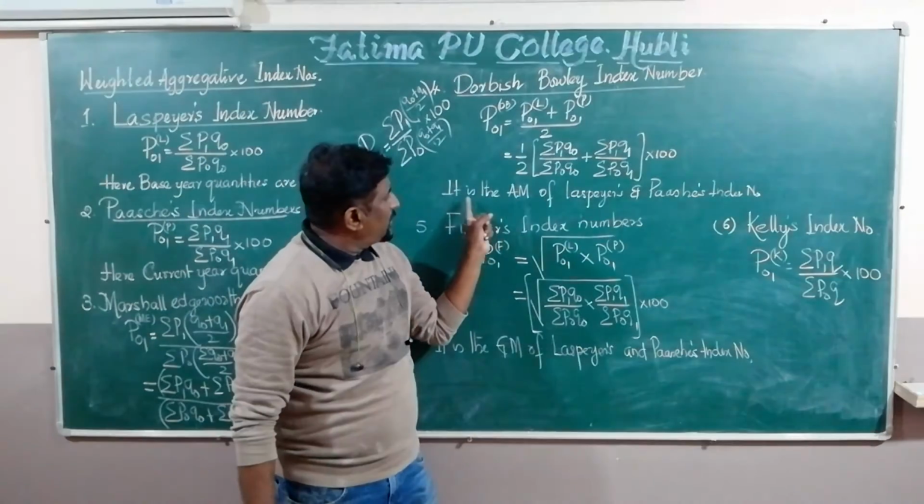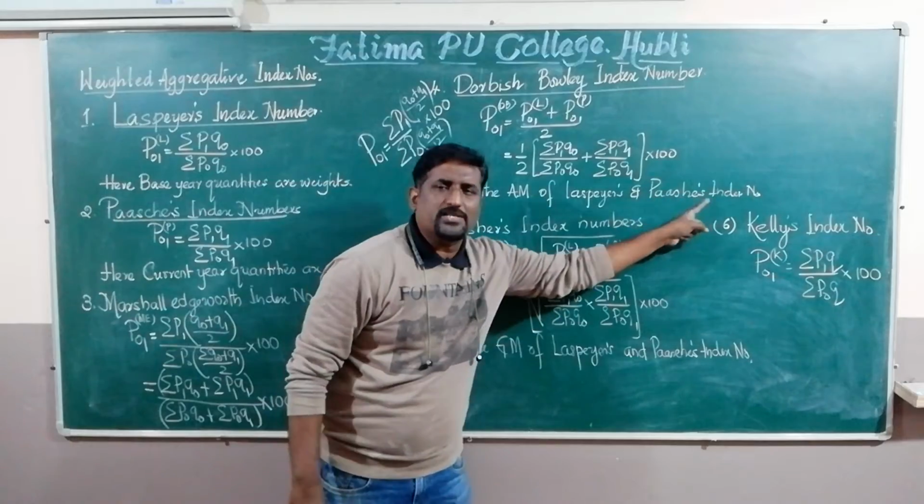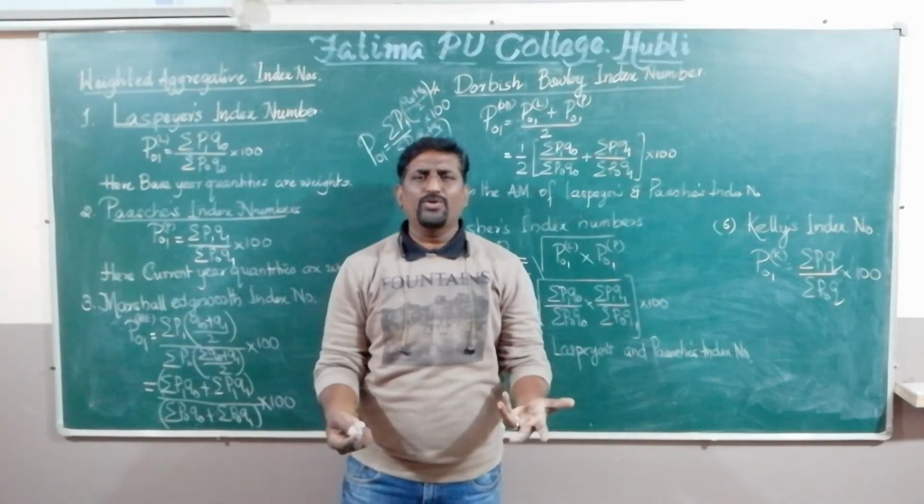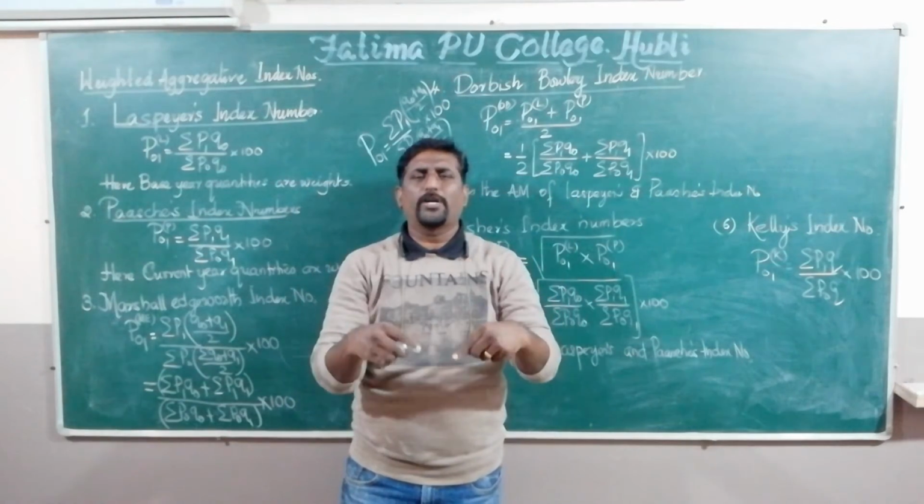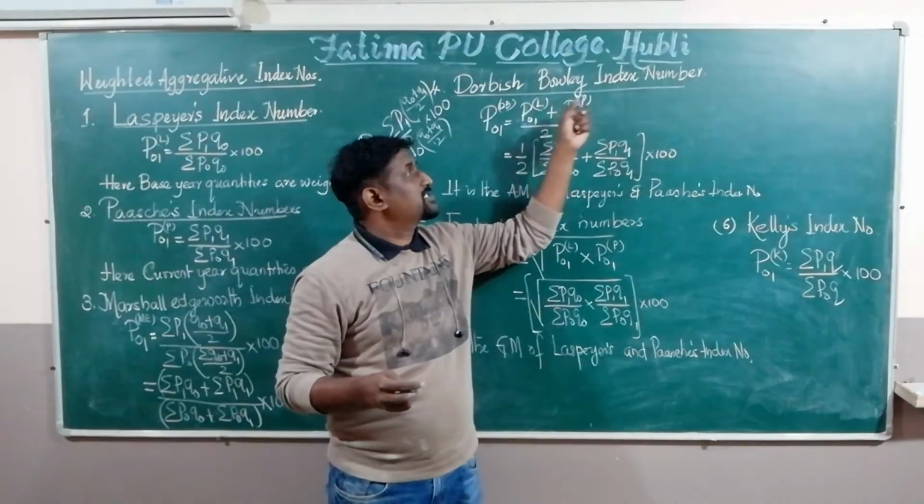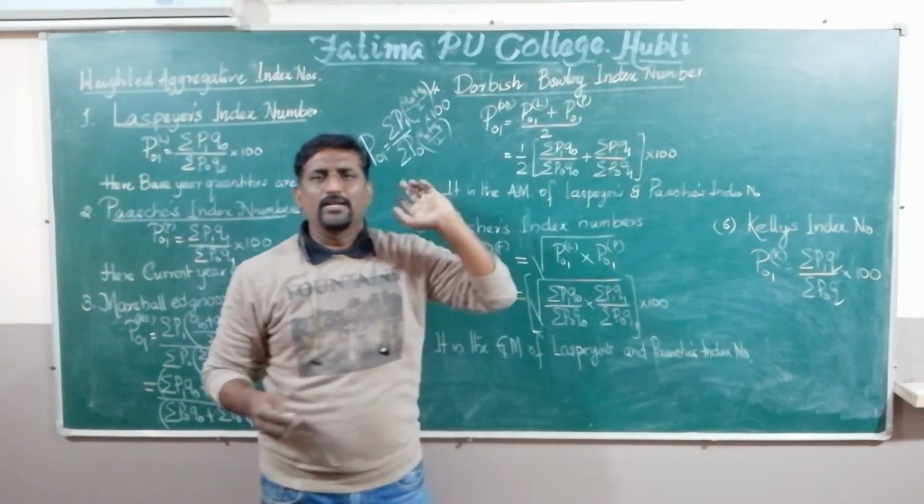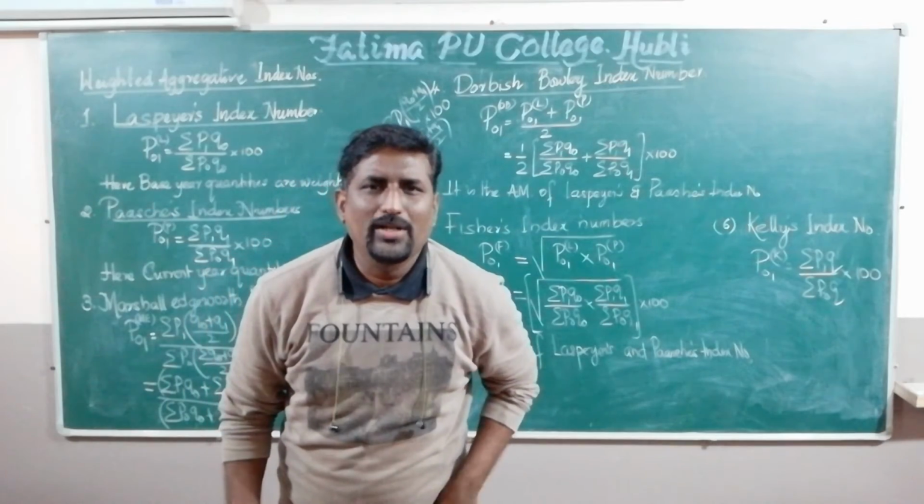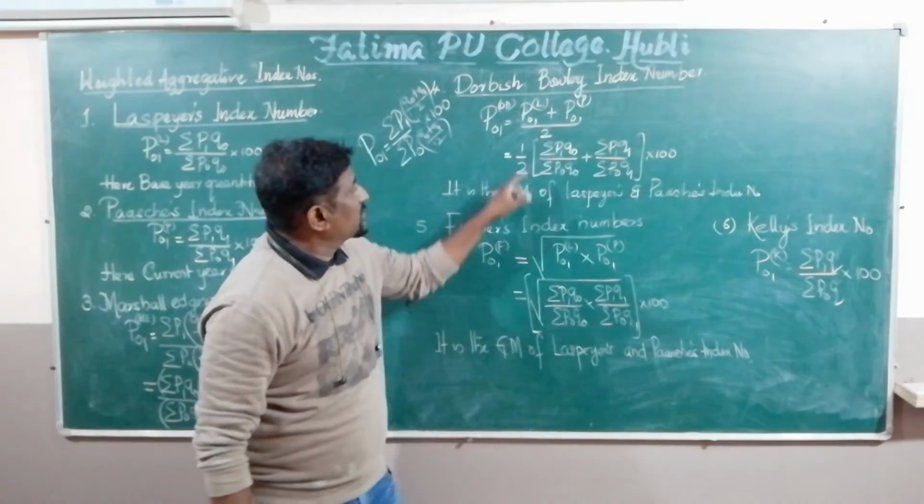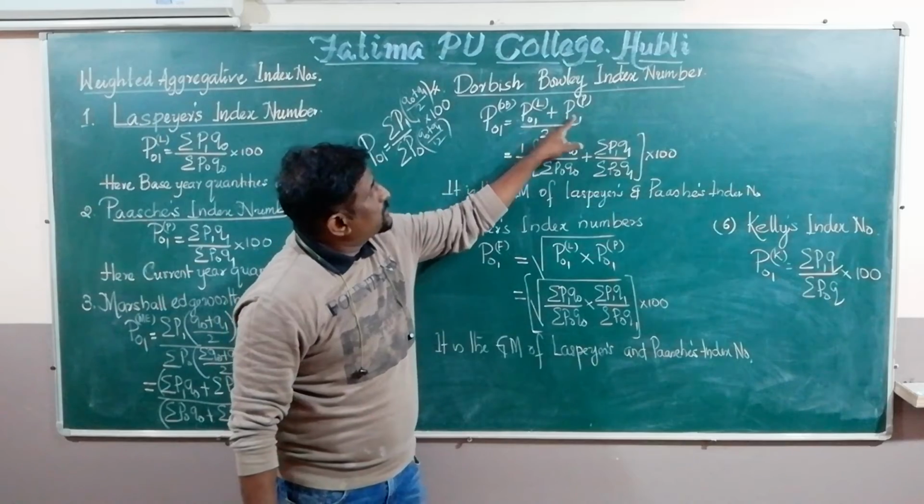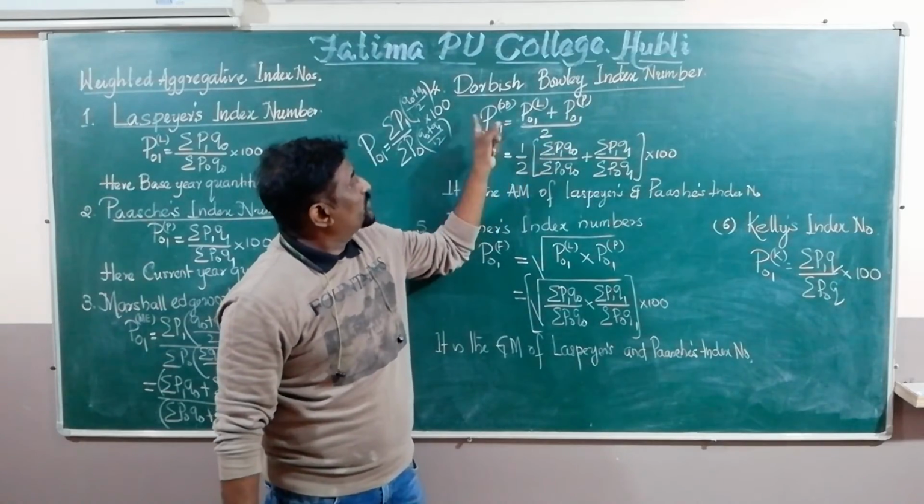They said very clearly it is the arithmetic mean of last year's and past year's. Arithmetic mean, how do you calculate? It is the sum of the values divided by 2. How many values are there? Last year's is there, past year's is there. Only 2 values are there. Add them and divide by 2, you get the Dorbish-Bowley index number. That is what it is here: P01L plus P01P divided by 2.